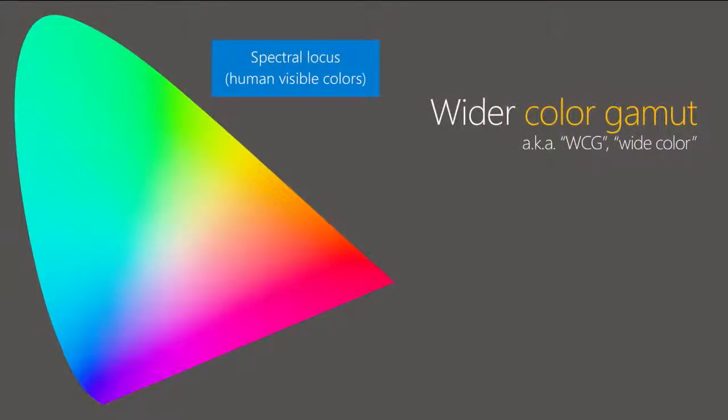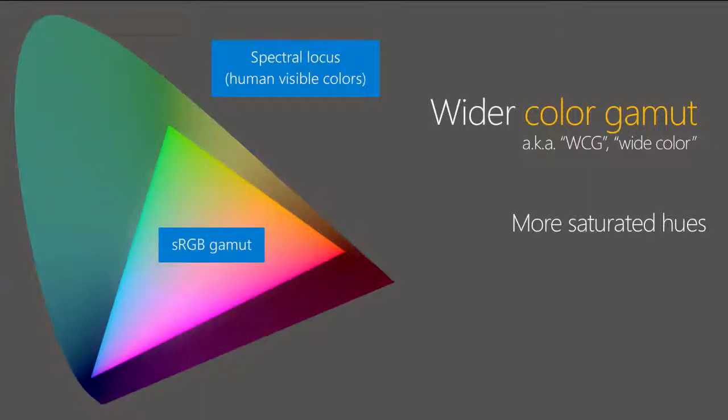Wider color gamut. This is all about more saturated hues and colors. So on the left, we have the spectral locus, and this is a representation of every color that is visible to the human eye. So how many of these colors can you get on an SDR display? This many. sRGB is the most common color space supported by SDR panels, and you lose almost 2/3 of the human visible colors on such a display.